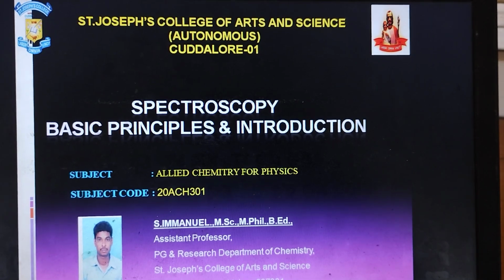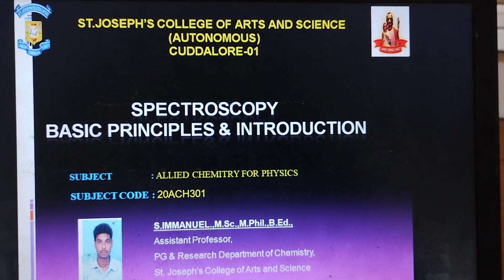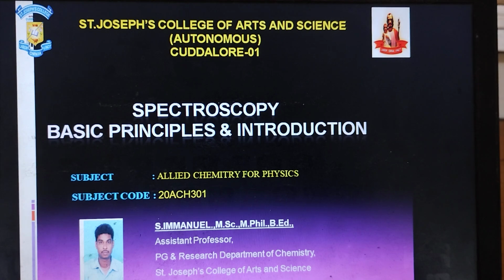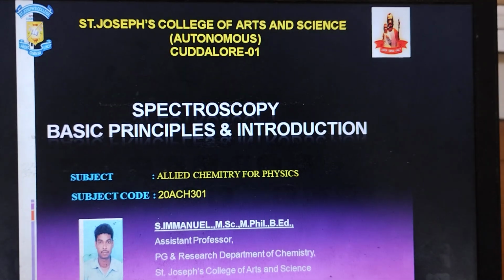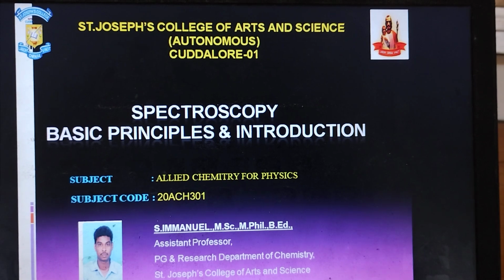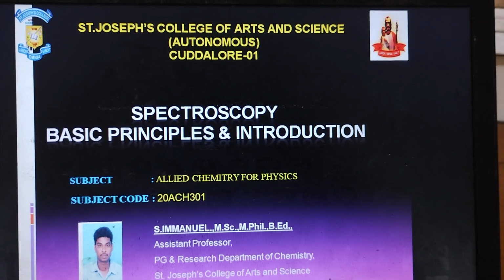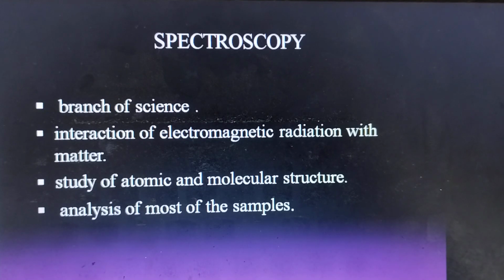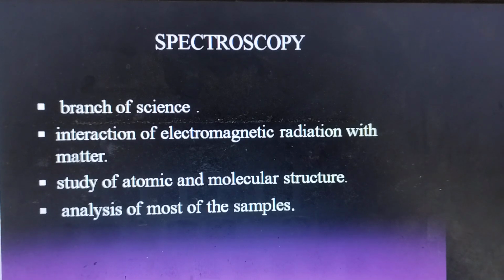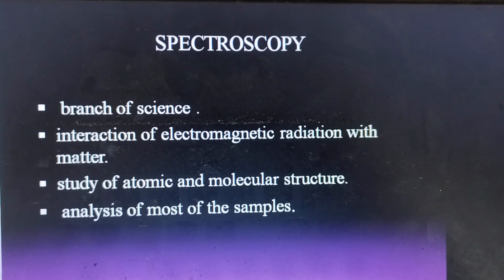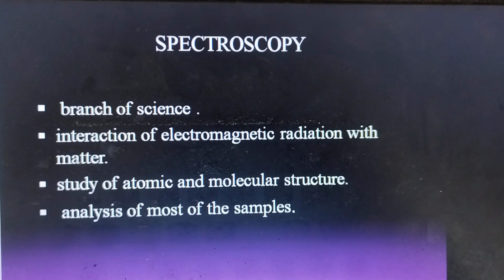Today we are going to discuss spectroscopy, the basic principles and introduction. The subject is Allied Chemistry for Physics, subject code 20ACH301. What is spectroscopy? Spectroscopy is the branch of science. The definition of spectroscopy is the interaction of electromagnetic radiation with matter.